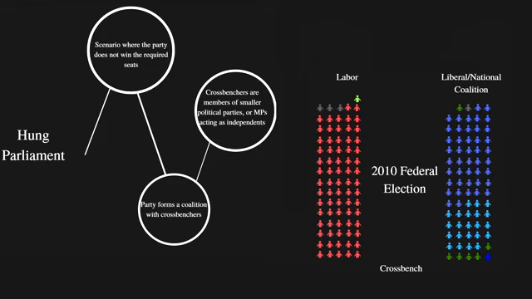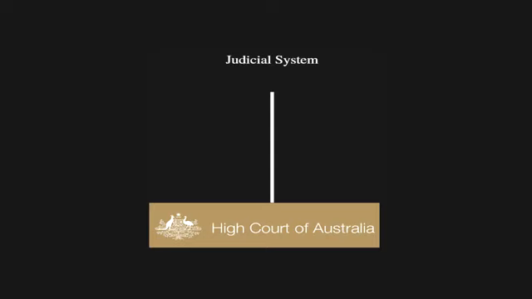The final political institution is the judicial system. The High Court of Australia is the Supreme Court in terms of hierarchy. It has power of a judicial review of laws passed by the Parliament of Australia and Parliament in each state, and interprets the Constitution of Australia.